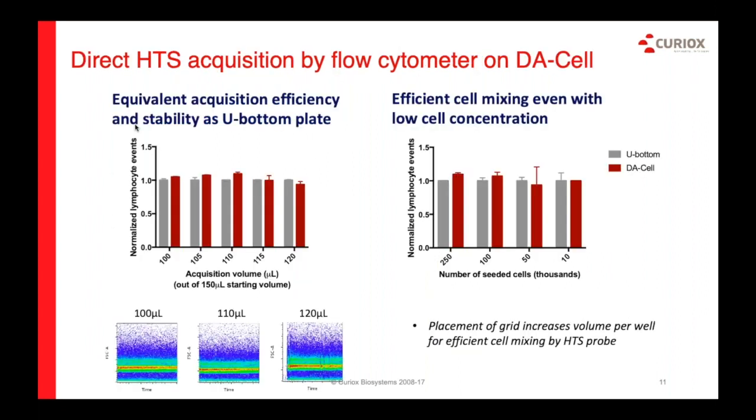And lastly, I just want to talk quickly about reading the plates on a flow cytometer. So the DA cell plate can hold up to 70 microliters in its standard configuration. And that's great for washing assays, but it might be too small to read the plate directly on a flow cytometer. It depends on your flow cytometer.